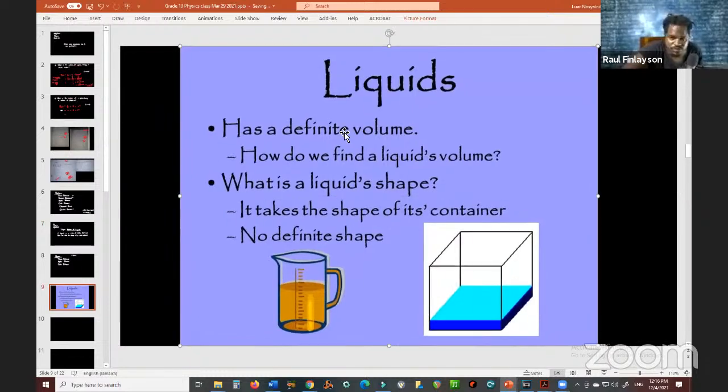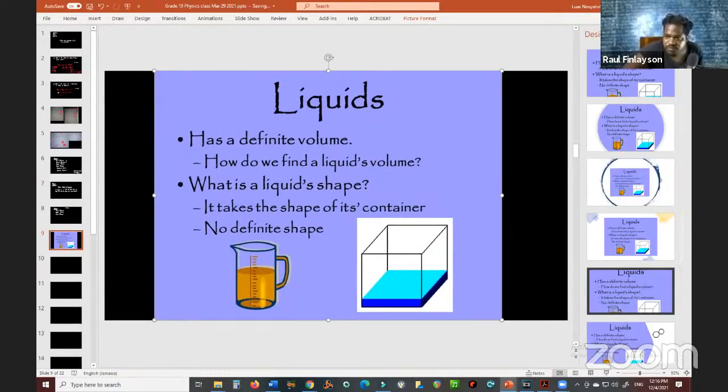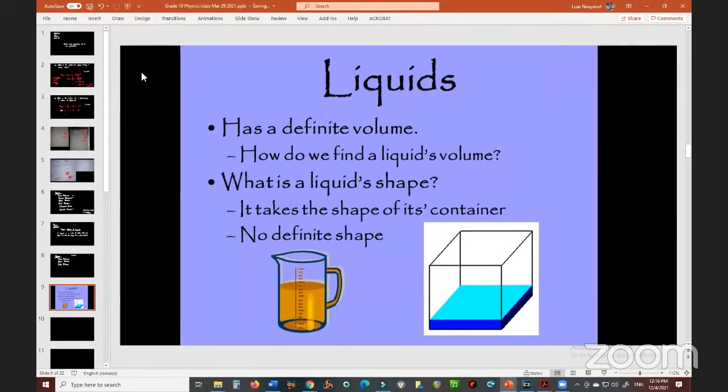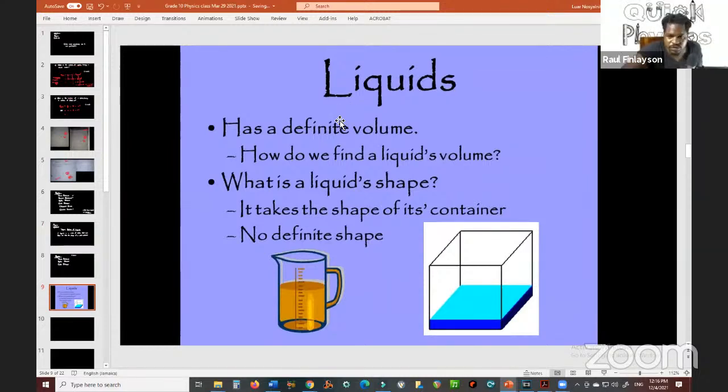Everybody can see this? Yes, sir. All right, good. So here we have liquids having a definite volume. And this is the question we're going to ask: how do we find the amount of space that a liquid takes up? What is a liquid's shape? Those questions we're going to answer as well.